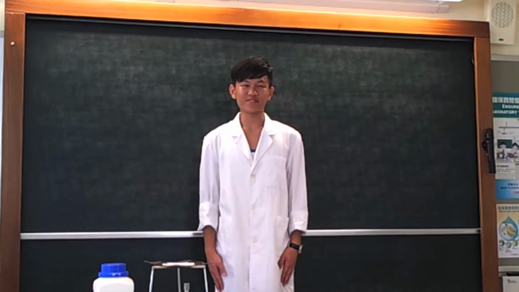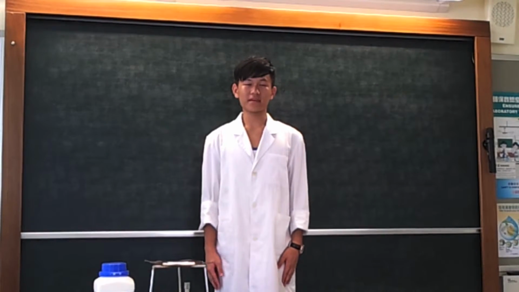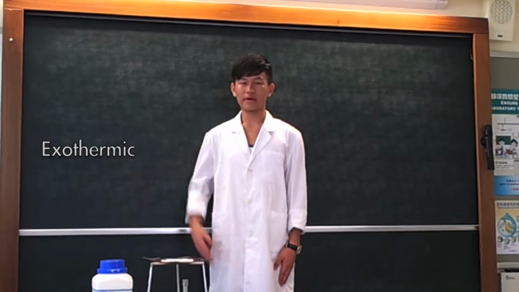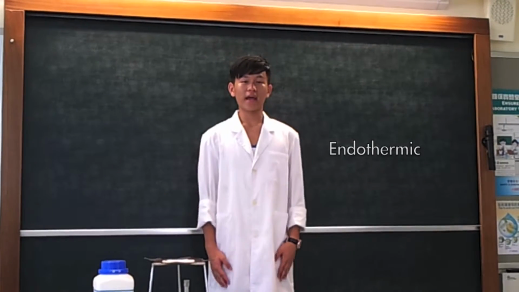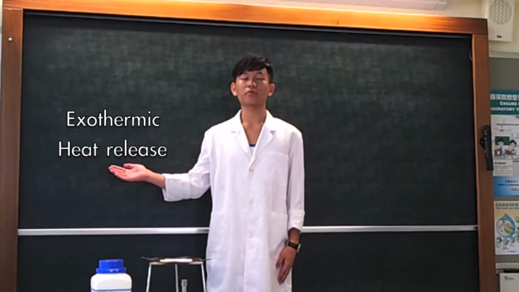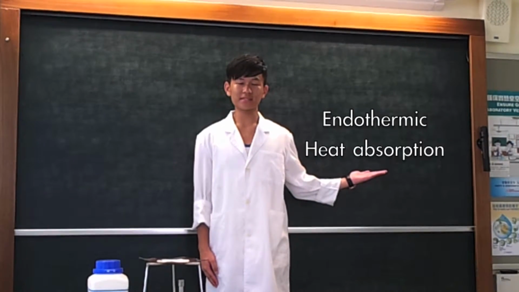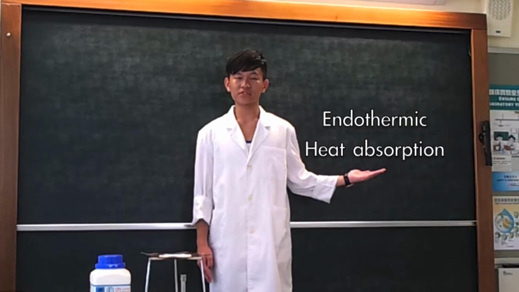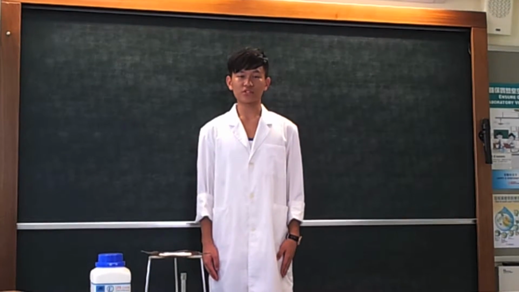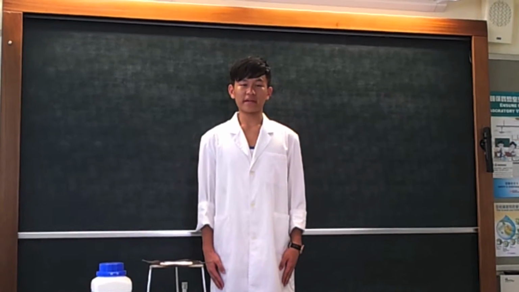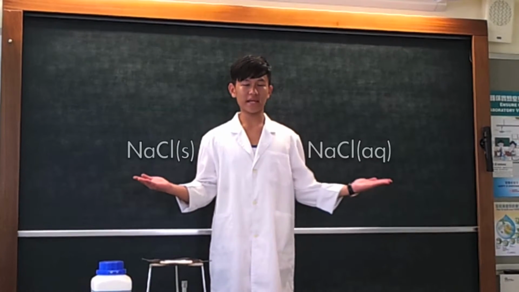In our daily lives, there are a lot of chemical reactions. Some of them are exothermic, while some of them are endothermic. For exothermic reactions, there will be heat released to the surroundings, whereas for endothermic reactions, there will be heat absorbed from the surroundings.